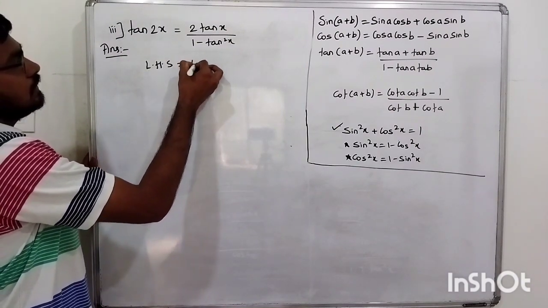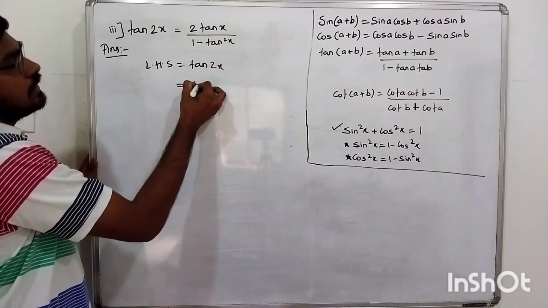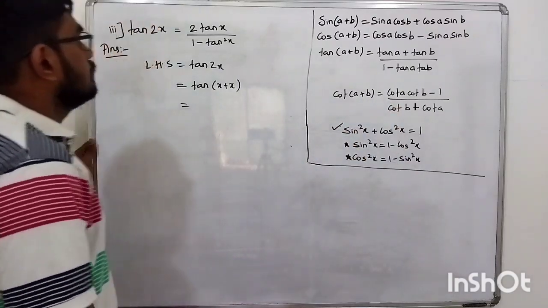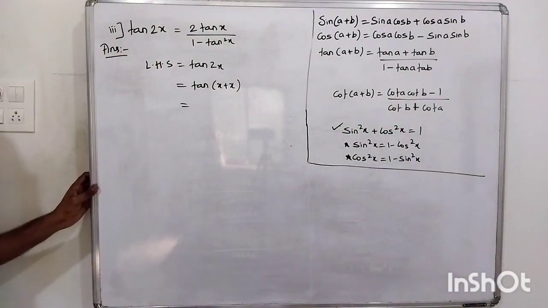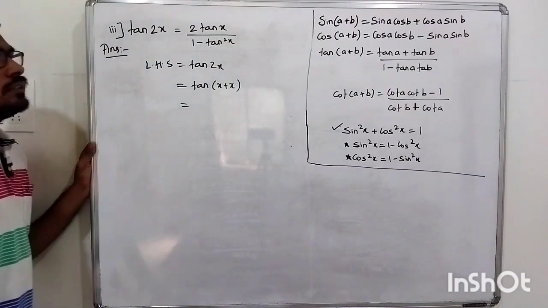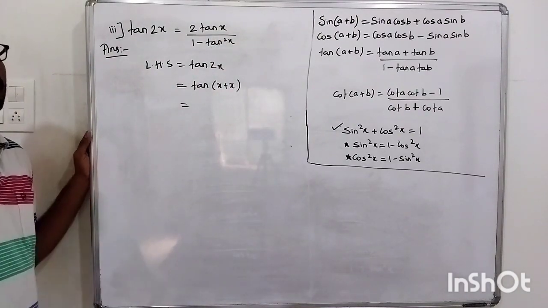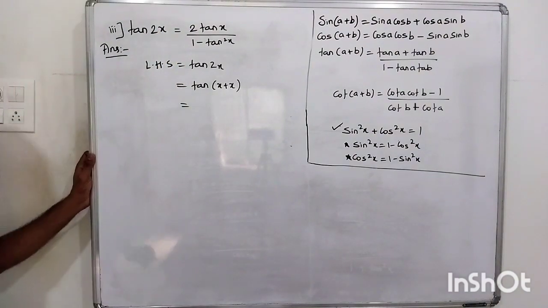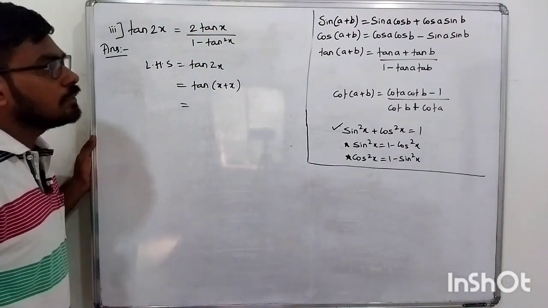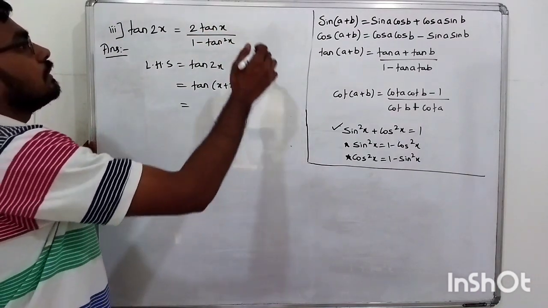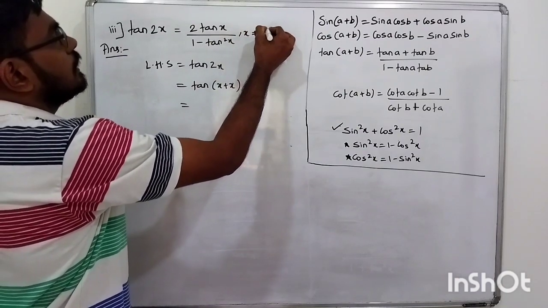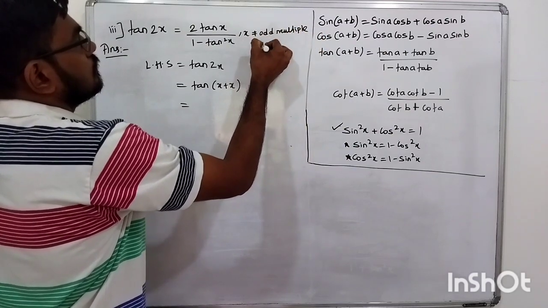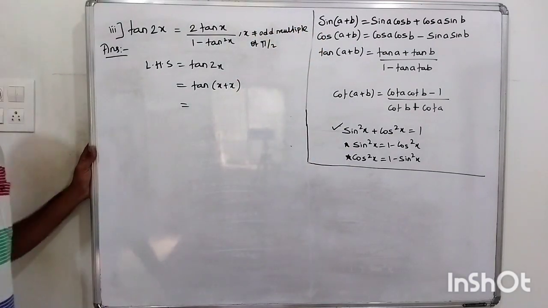LHS is tan 2x, and in place of 2x we write x plus x, and then we use the formula for tan of x plus x. Again we have to make sure that this angle x should not be equal to pi by 2, that is, 2x should not become pi. X should not be equal to an odd multiple of pi by 2. This you have to make sure here.